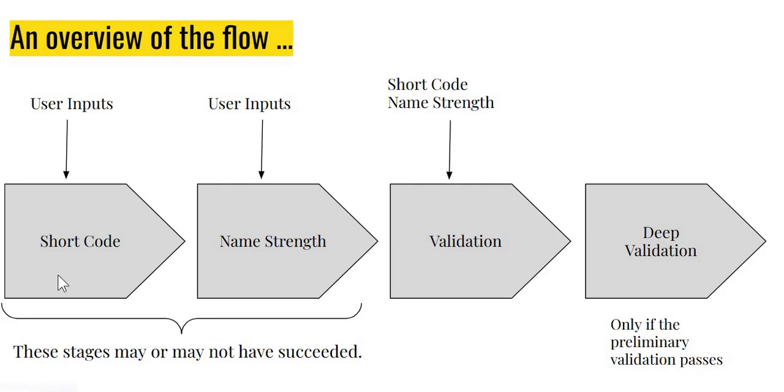Having obtained the short code and the name string, which may or may not have succeeded, by the way, we will do a validation, using these parameters that we've got from the user. And then we will do a deep validation, which will run on the remote server only if the preliminary validation passes. Now, given that we are going to cover a lot of ground, it may get somewhat overwhelming.